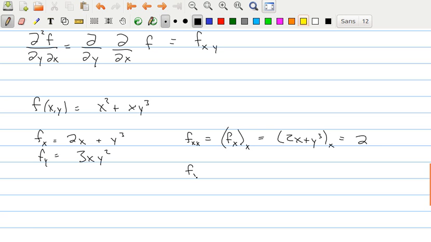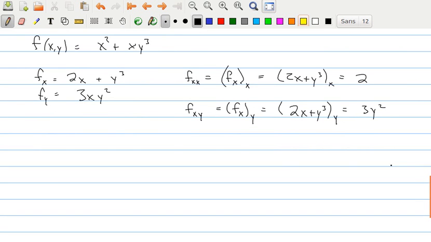Let's look at fxy. So this is the partial of f with respect to x with respect to y. And what this is, the fx we did previously is 2x plus y cubed. And we're going to take its partial now with respect to y. So the 2x is constant, so its derivative is 0. And this y cubed, we take its derivative with respect to y, and we get 3y squared.